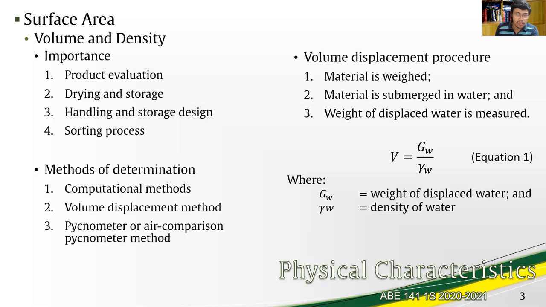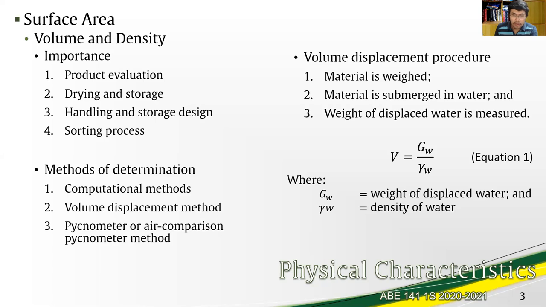For the determination of these two properties, besides those that are well known, we also have computational methods, in relation to what we have done with the surface area. Now, there are classic methods. We have the volume displacement method. There is also the more accurate pycnometer method, used for porous materials such as seeds, which can absorb water. The pycnometer method uses fluids such as gas or toluene to accommodate different materials. It would depend on the material.